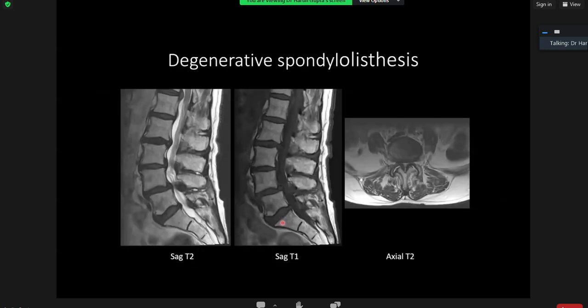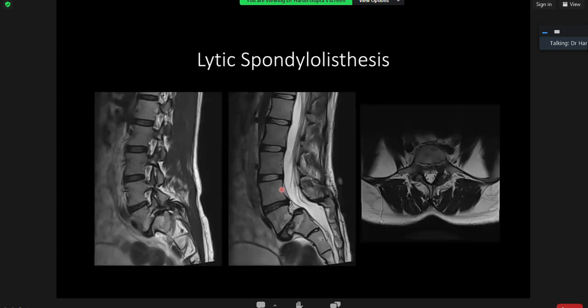So when we were talking about degenerative spondylolisthesis, we were talking about central canal narrowing. When we talk about lytic spondylolisthesis, the moment you mention that, I know that the central canal will never be narrowed in lytic spondylolisthesis, because this moves forward, this stays behind.